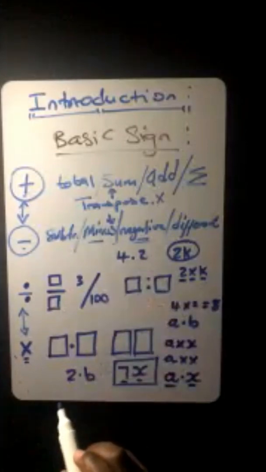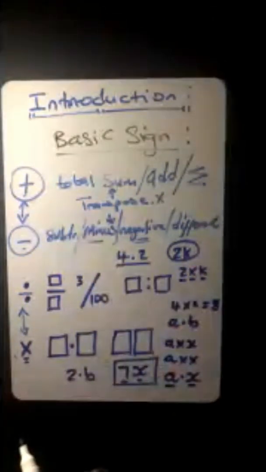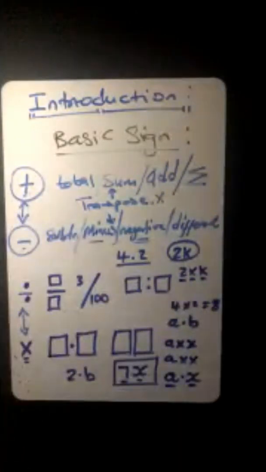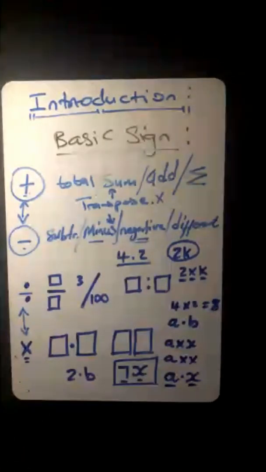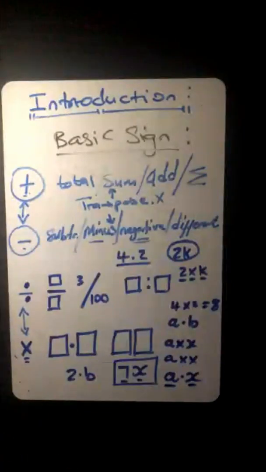Guys, what about a dot? Good people, we cannot have a number multiplying another number using a dot in between. Why? Because it seems as if you have 4, 2. Very much important, ladies and gentlemen, that at all times you understand how to use these signs.